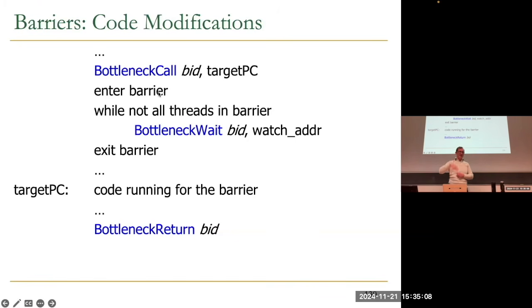In the paper, we have the basic code and then the changed code. But essentially, you have a bottleneck call for the barrier. Here, there's code running for the barrier. This is basically the code everybody executes, the different threads. And when the barrier ends, you do a bottleneck return, right?